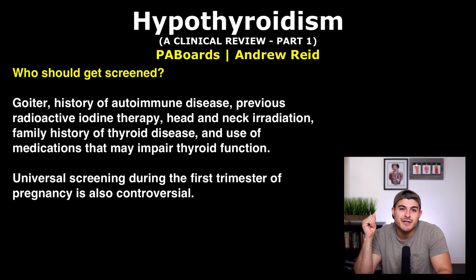So who needs to be screened? Well, patients who are at increased risk. These are going to include patients with a goiter, a history of other autoimmune diseases, previous radiation or iodine therapy, a family history of thyroid disease, and use of medications that might alter thyroid function. And we discussed these medications earlier on in this lecture. The problem is there's no real data that supports routine universal screening.